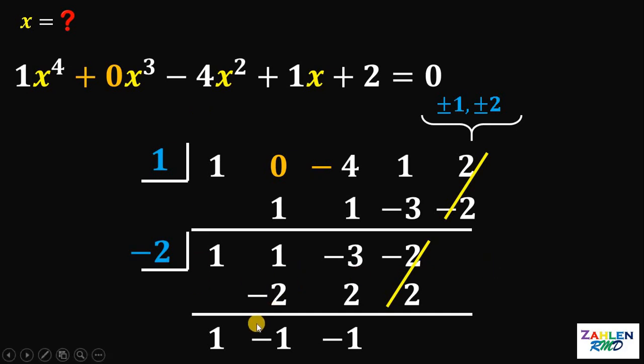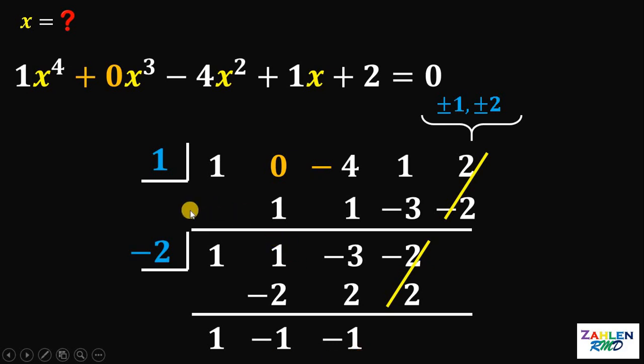Now at this point, our last entries are 1, negative 1, and negative 1. If we choose negative 1 or positive 2, this will not give us 0 as a result. Therefore, we don't get any rational solution to this remaining factor. So this will force us to use another method to solve for the remaining values of x.